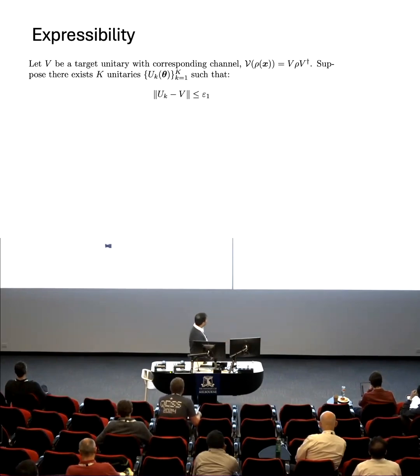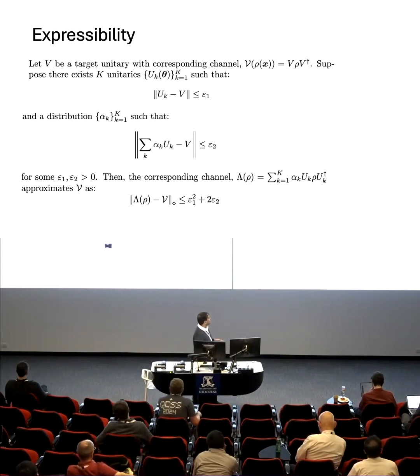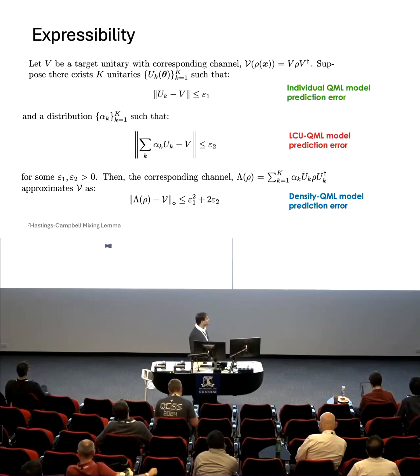Let's say you have a target unitary V, and you have the corresponding channel that acts on the input state for that unitary. And there exist k sub-unitaries that each has an error bound with the target unitary. If you have a distribution now, a linear combination of unitaries, that also has an error bound, let's say epsilon 2, then we can show that the density model won't be much worse than the LCU counterpart. So the first error that we have is the individual QML model prediction error. The second error that we have is the corresponding LCU model prediction error. And finally, we can see that the density QML model prediction error is not much worse. We have used the Hastings-Campbell mixing lemma here.